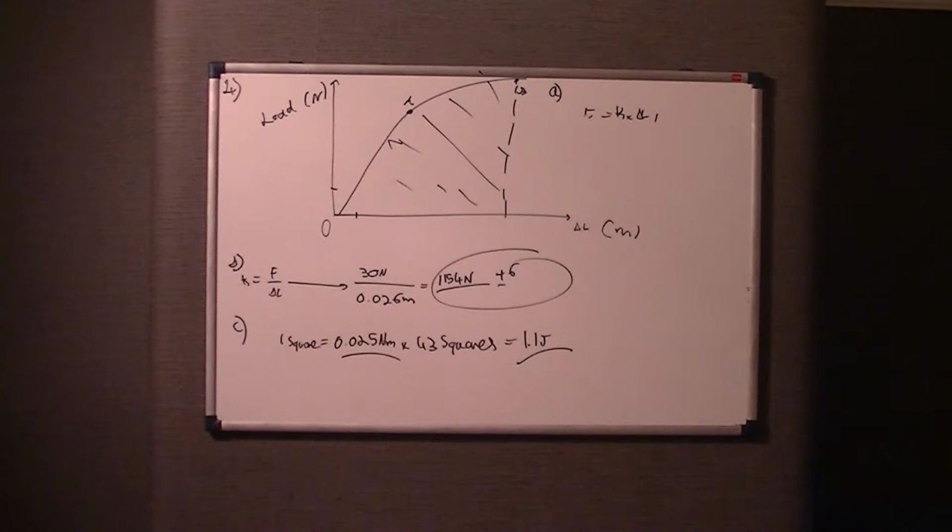Okay, it doesn't really give much of a guidance. You should get something like 1.1 joules. Okay, so as long as you get something in that area, you should give yourself the 2 marks. Okay, so now we're going on to 4D.